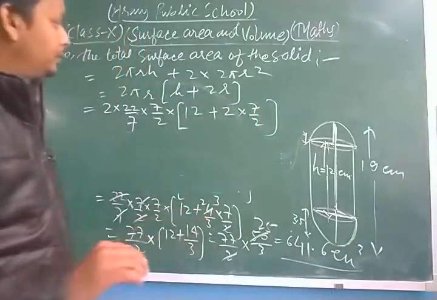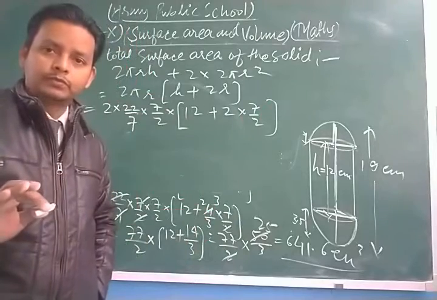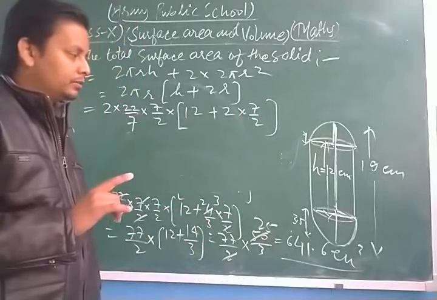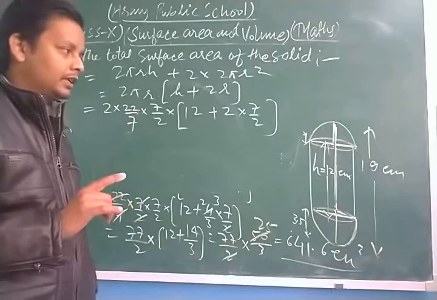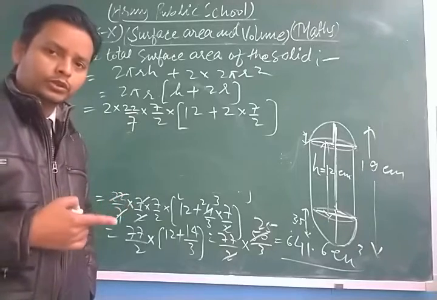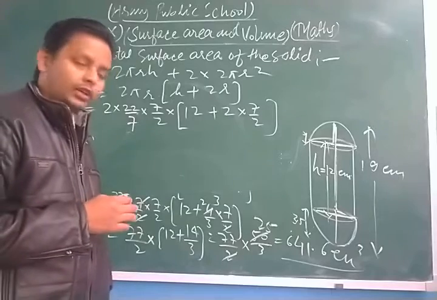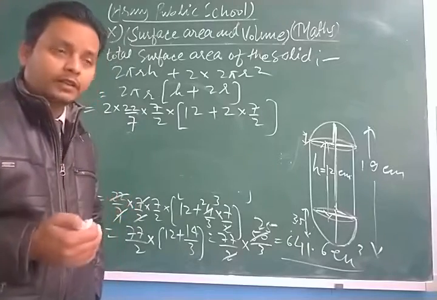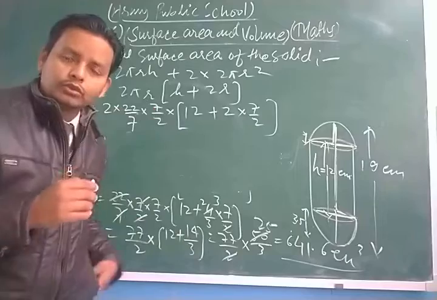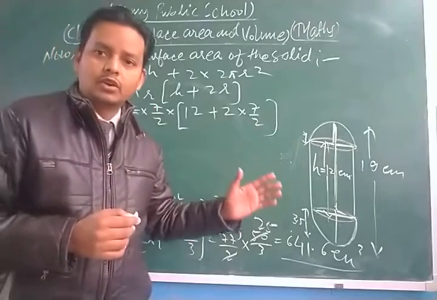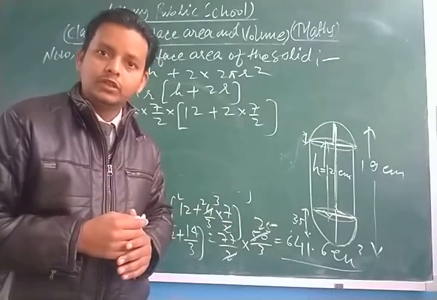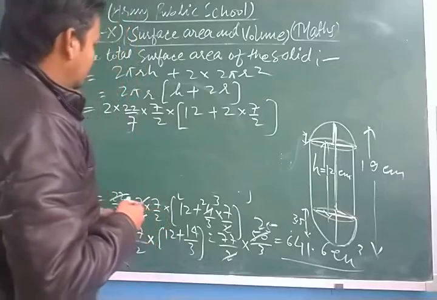So first of all we put all the values, like height of the cylindrical portion; radius of the hemisphere and cylinder will be the same according to this question. So first we put all the values. Now we simplify them and we get the total surface area of the solid.